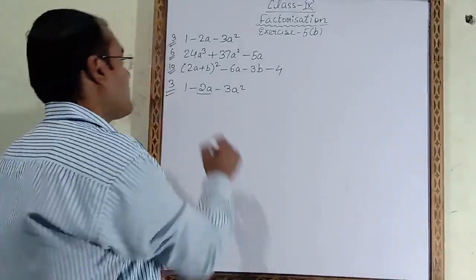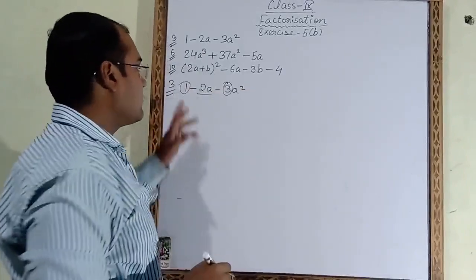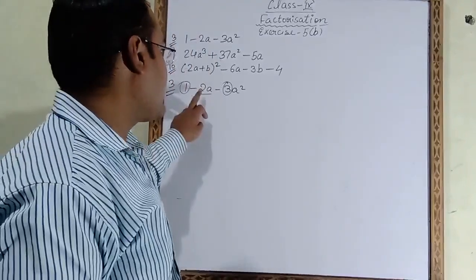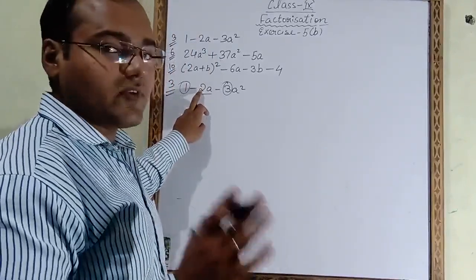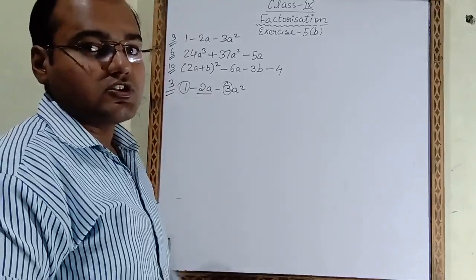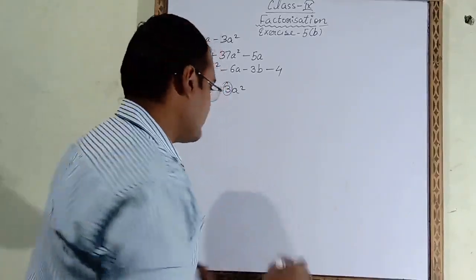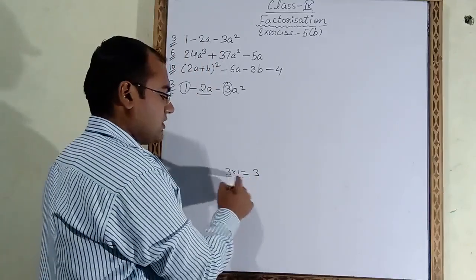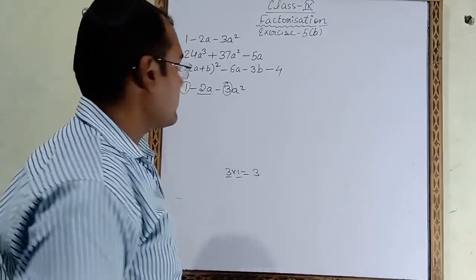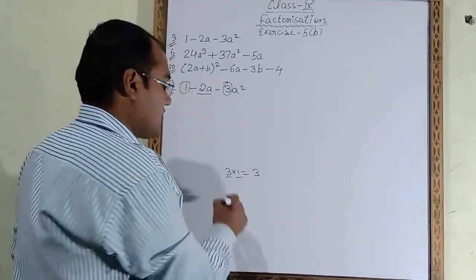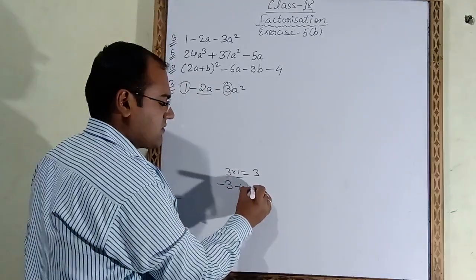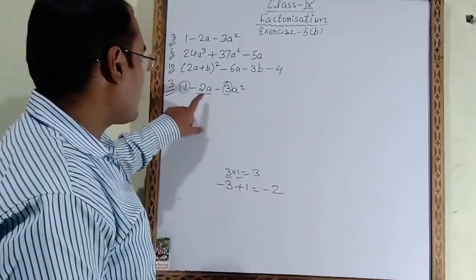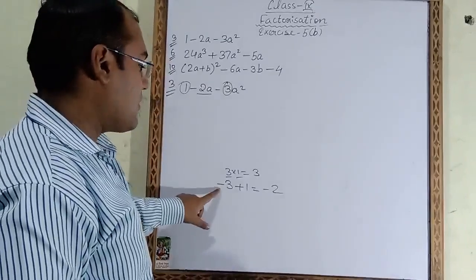Now what is the next step? The next step is to multiply the first number with the last number. 1 and 3 we have to multiply. 1 times 3 is 3. Now we will find the factors of 3, and with those factors we have to make minus 2. The factors are 3 and 1, and 3 times 1 gives 3. So with the help of 3 and 1 we have to make minus 2. That means we take minus 3 and plus 1. If we do minus 3 plus 1, the answer will be minus 2. So we have to split this 2a into minus 3a plus 1a.